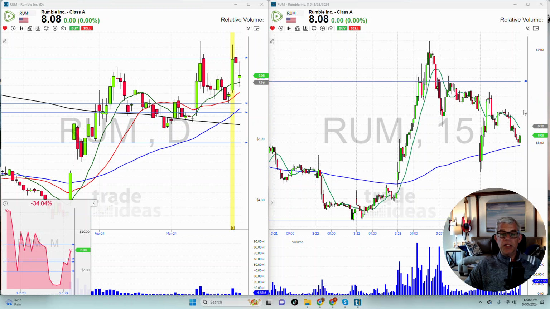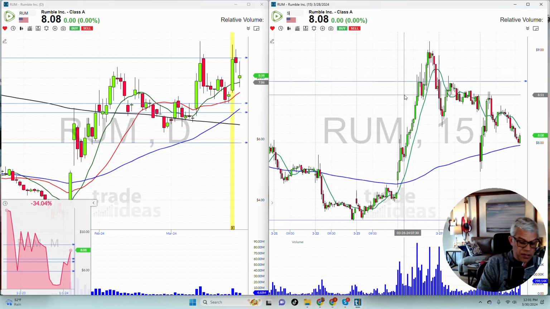But this pinch play is approaching, and basically it's going to resolve is the word I'm looking for. If it resolves to the downside, you're out. If it resolves to the upside, you stay in. It's that simple. Let's move on to another example here real quick. Sound, I'm going to show a couple of AI stocks.